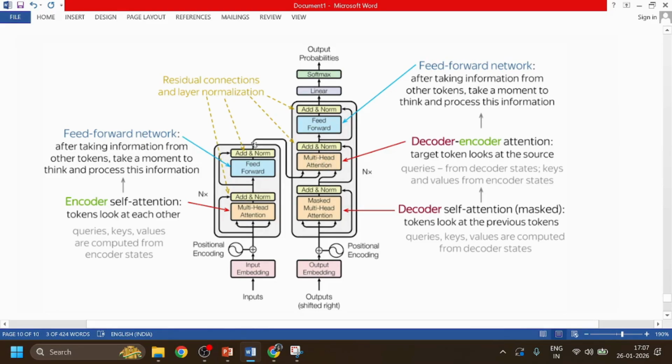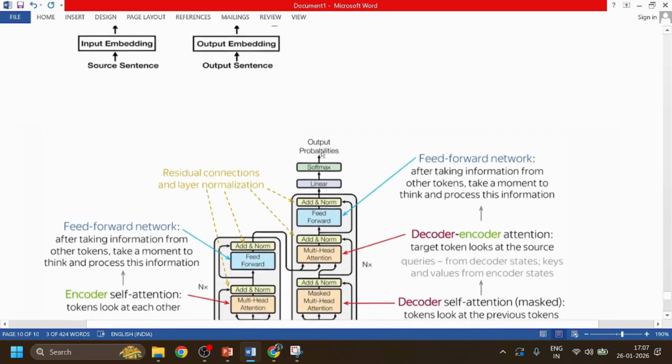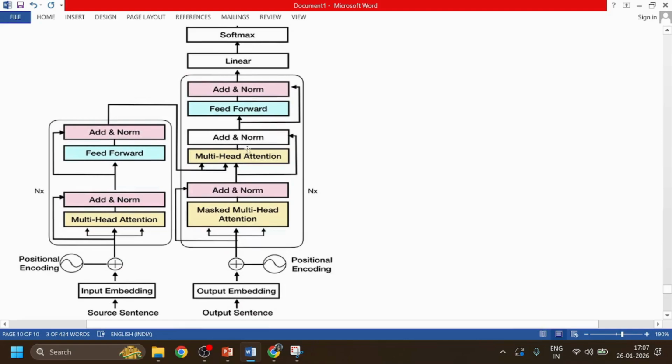Here, this one, because the encoder is connected here and the decoder is connected here, this is called encoder-decoder attention. Okay, this part. So now comes encoder-decoder attention here. This is where the decoder looks at the encoder output. Here you can see the decoder looks at the encoder's output. This allows the decoder to use information from the input sentence, this one.